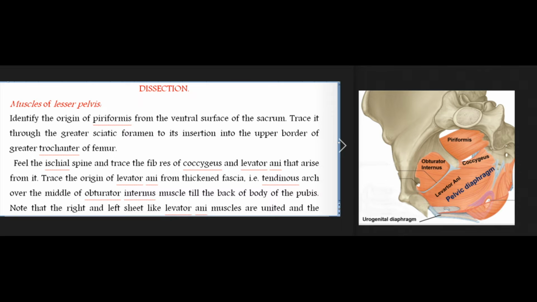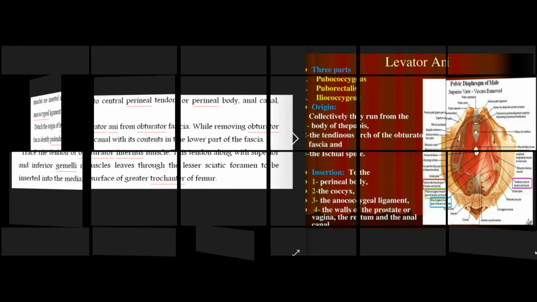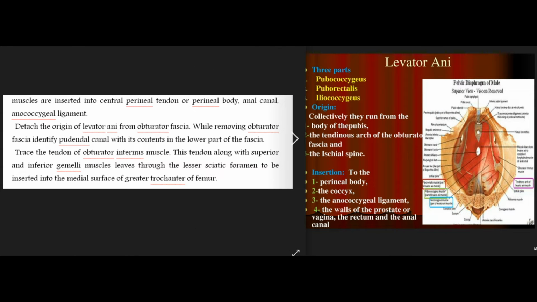Note that the right and left sheet-like levator ani muscles are united and the muscles are inserted into central perineal tendon or perineal body, anal canal, anococcygeal ligament. Detach the origin of levator ani from obturator fascia.